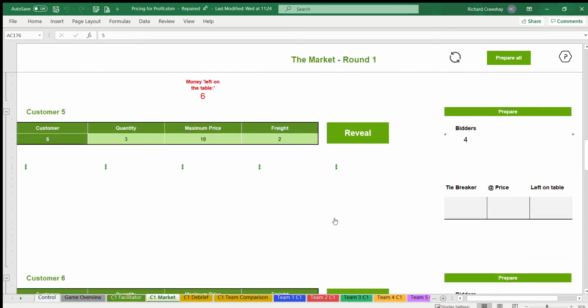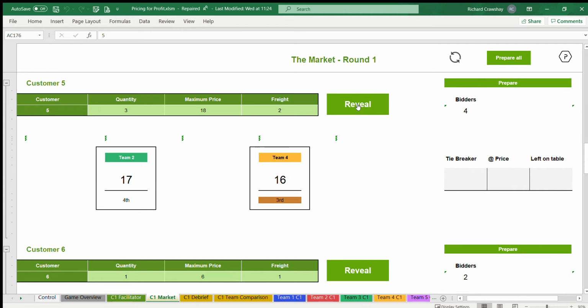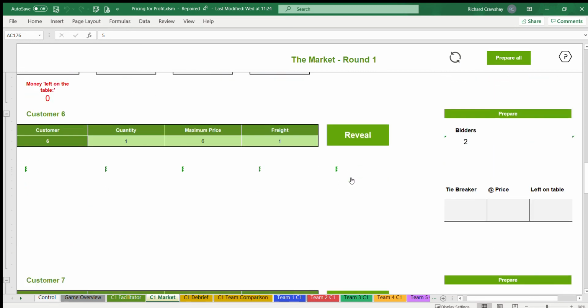Moving on to customer 5. Again, quantity of 3, maximum price of 18, freight charge of 2. 4 bidders this time. So in fourth place is Team 2 with a bid of 17. In third place is Team 4 with a bid of 16. In second place is Team 3 with a bid of 15. And the winners are Team 1 with a bid of 14. And excellent pricing again with 0 money left on the table. So Team 1 are doing very, very well.